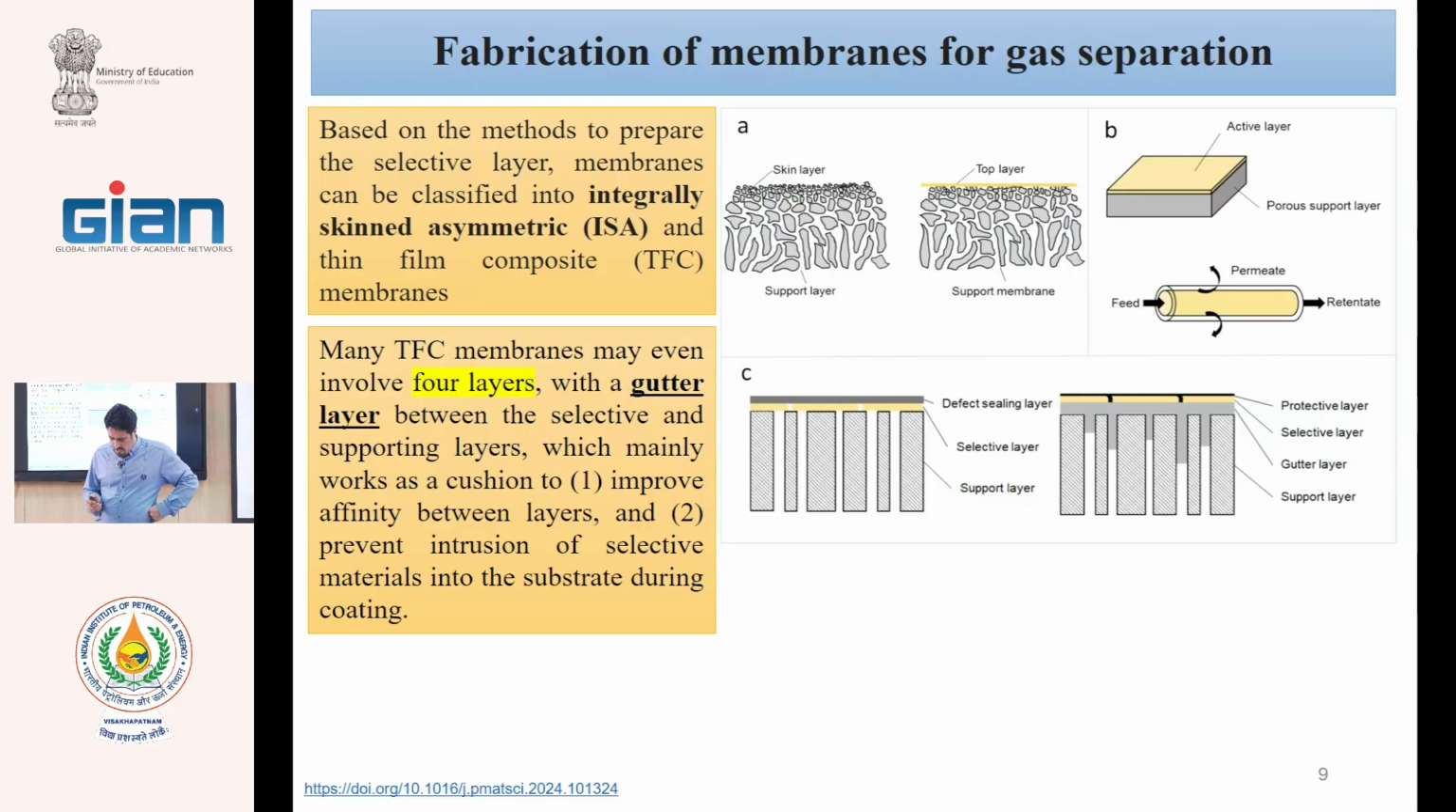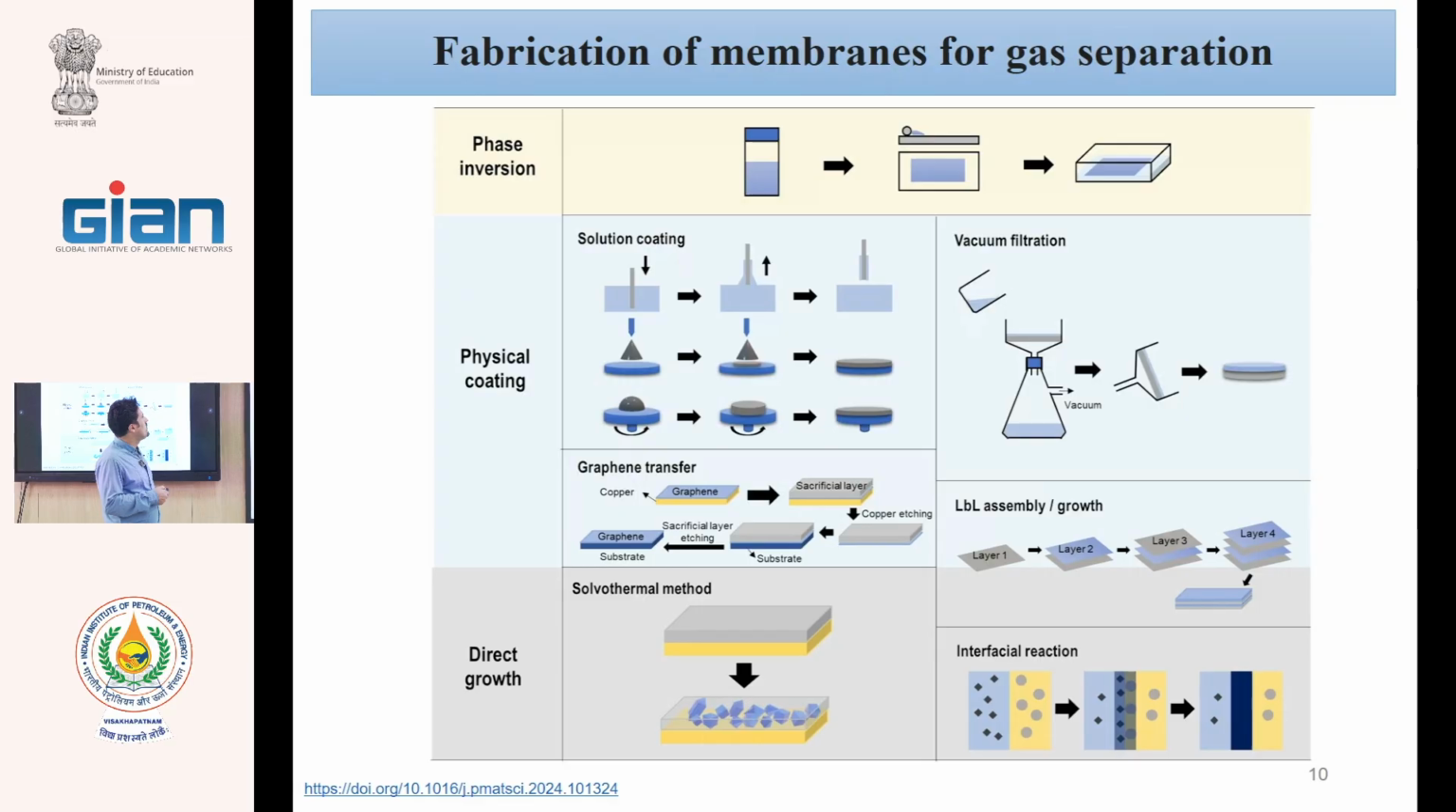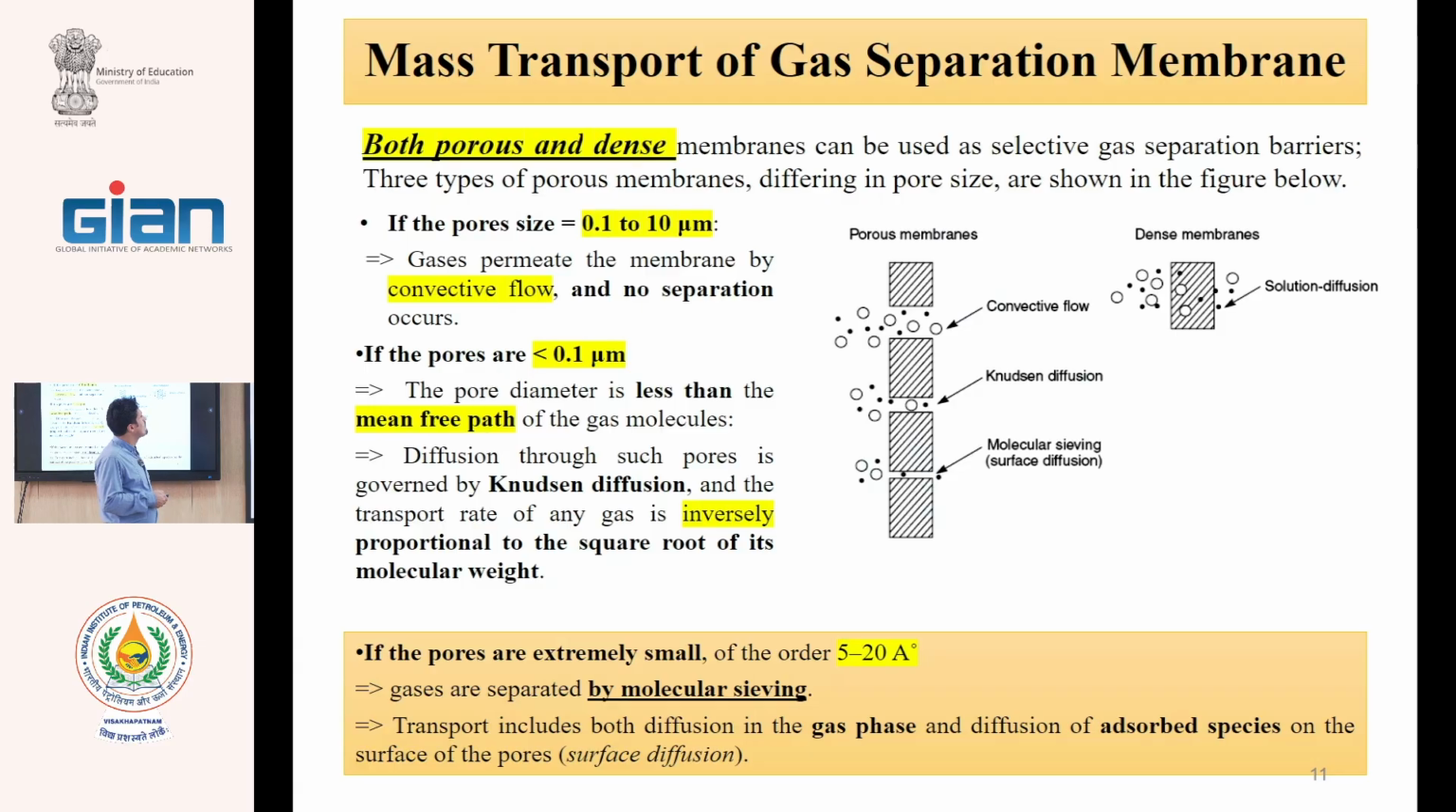In the fabrication of the gas separation membranes, we discussed in the lecture the fabrication of the membranes. Both porous and non-porous membranes can be used in gas separation. Mostly we use the non-porous one, and the mechanism is solution diffusion. But we have both porous and non-porous, prepared with phase inversion, with interfacial reaction, with the growth of nanoparticles on the membrane surface, and we discussed all of these methods.